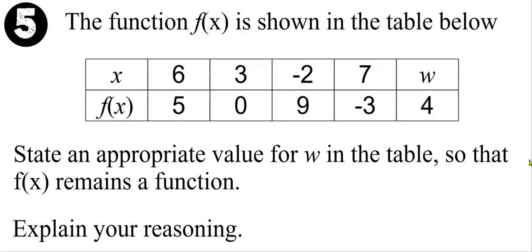This one asks you to name an appropriate value for W so that this remains a function. A function means that every input has exactly one output. So you can't repeat any x values with different y values. So this number can be any number but not a 7, not a -2, not a 3, or not a 6. I can pick any number that I like. So I'm going to pick 13.